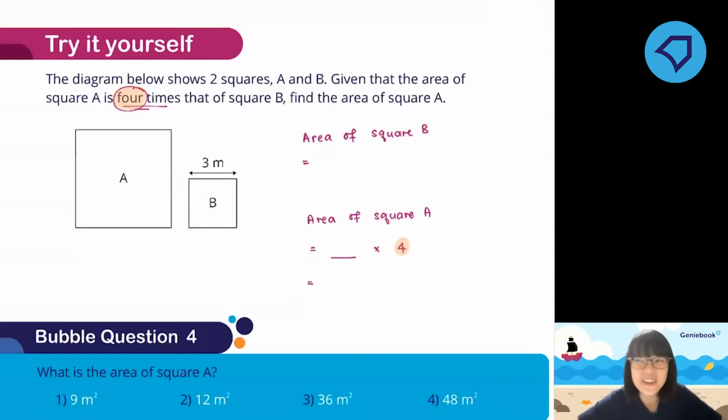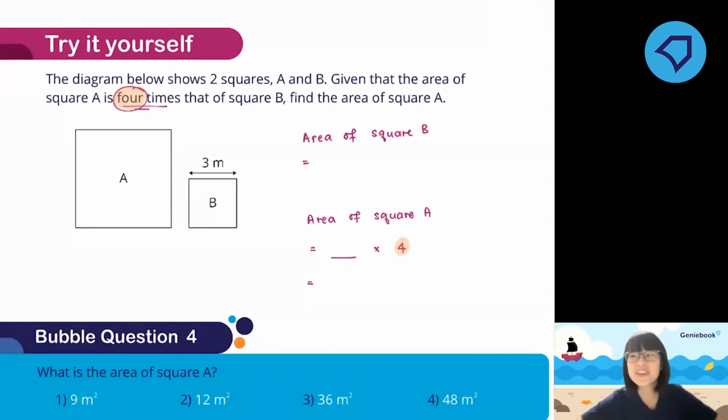Okay, excellent job. So many of you got the correct answer in a split second. Make sure you do your multiplication correctly. First, please find the area of square B. Then you can find the area of square A.